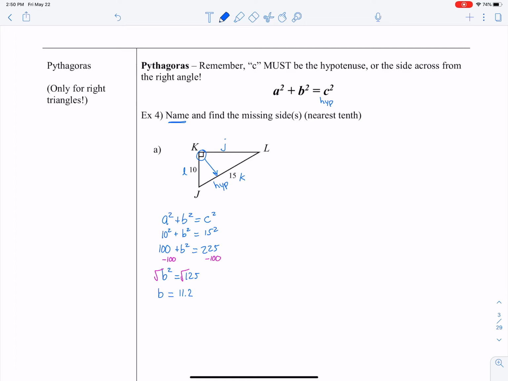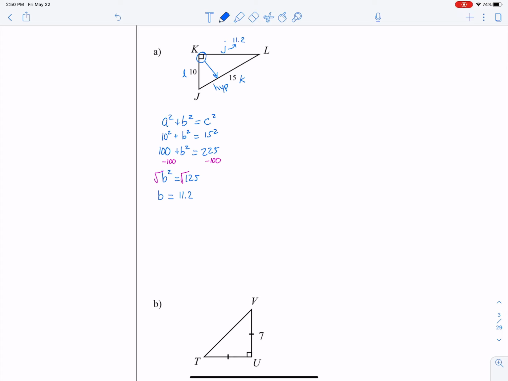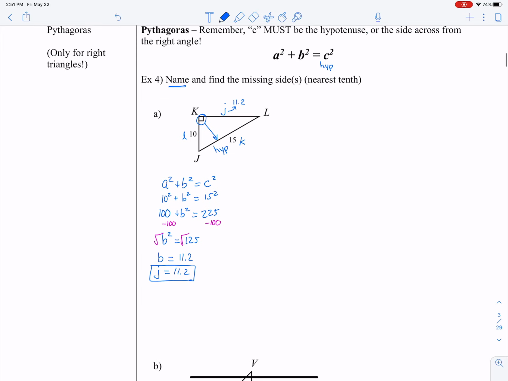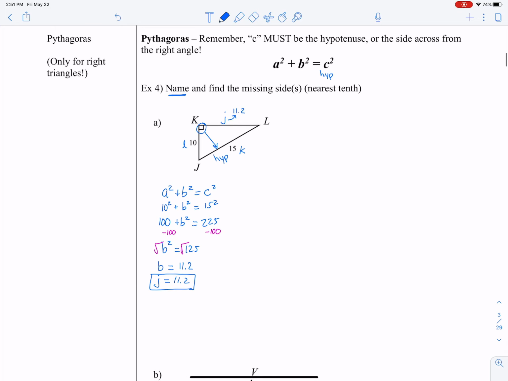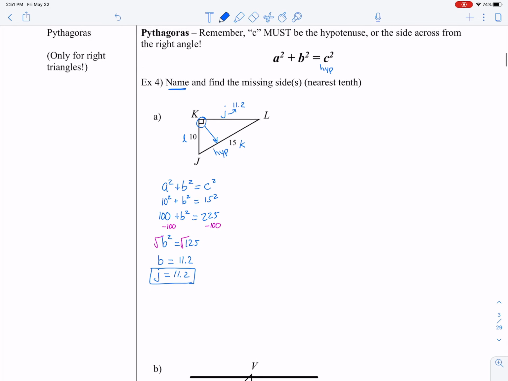And then we're going to add up here to this side. This j is 11.2. That's what we found out, rounded to the nearest tenth. So I'll just write it, j is equal to 11.2, and that's our final answer. So that's how you use your Pythagoras to find a missing side.